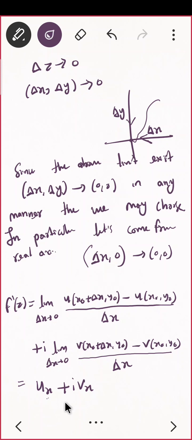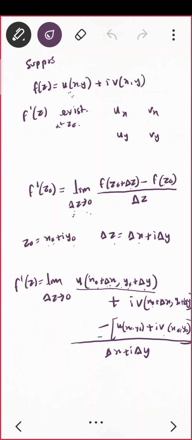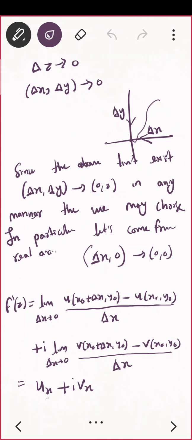Do you agree, everyone? Till that, is there any doubt? I started with the derivative existing, I wrote the definition, I took the real part together, I took the imaginary part together. Then what next? Since my limit exists, if I go from any direction it will exist, so I am going from the real axis. So from the real axis I am having delta x. Now one may ask, sir, what about the imaginary axis, correct? So let us go from that.